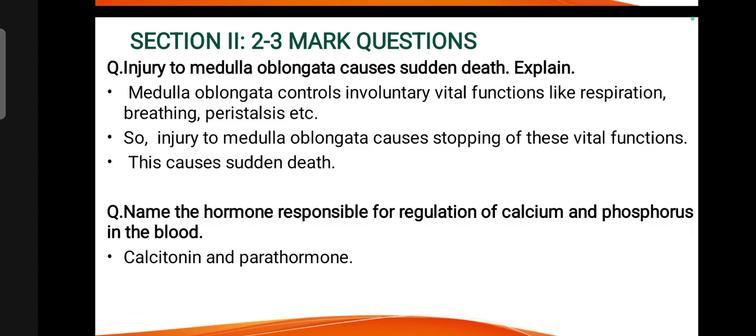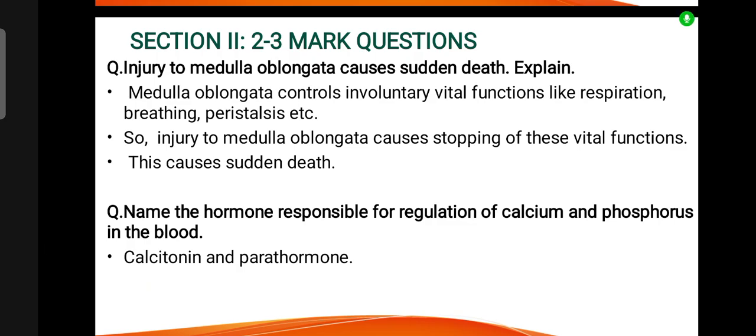This is a most favorite question. Injury to the medulla oblongata causes sudden death. Explain or give reason. The medulla oblongata controls involuntary functions like respiration, breathing, peristalsis, etc. So whenever there is injury to the medulla oblongata, it causes stopping of these vital functions, due to which sudden death is caused.